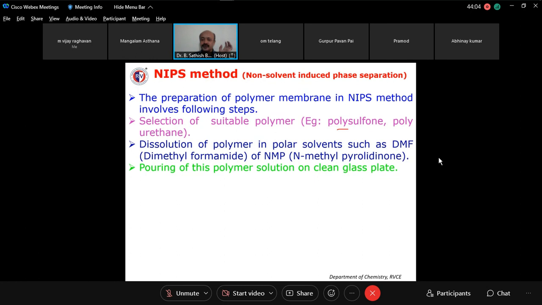What you have to dissolve? You have to dissolve polymer. Then you pour this polymer solution. Once you dissolve it properly in the solvent, you pour this polymer solution on a clean glass plate. Okay, you take any uniform substrate, or usually glass plates only are used here. So pour this solution on the glass plate and make a uniform surface there.